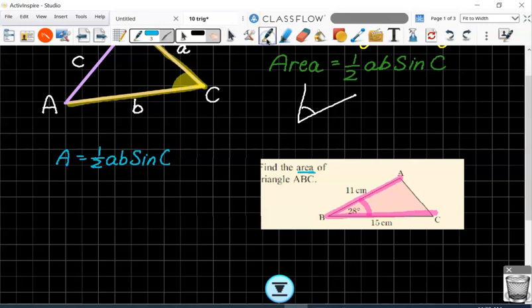So it's a straight substitution, good mathematician, formula, and now sub. So what's my a and my b? 11 and 15, right? Does it matter if I say 11 times 15 or 15 times 11? Niet. It does not. Times sine 28. The only way you can stuff this up is if you don't have your calculator in degrees. Do we all remember how to make sure our calculator is in degrees?